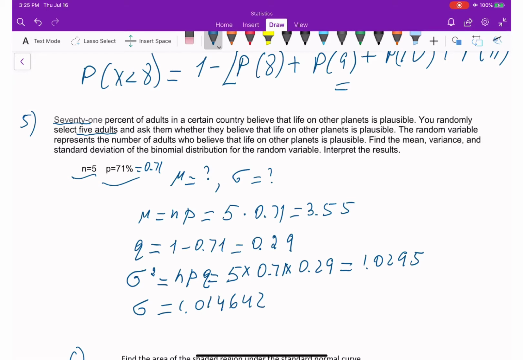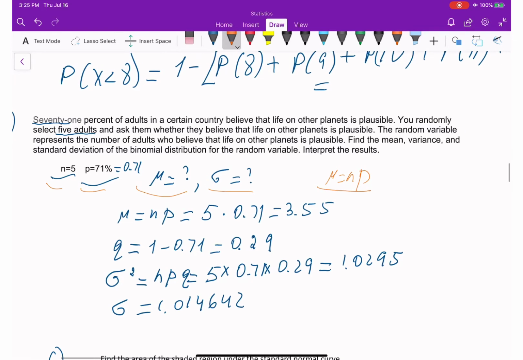So first thing, look at what you need to find. You need to find the average, you need to find sigma. And right away, write down the formula for the average. What's the formula for the average? Mu is equal to n times p. I'm looking, do I have n? Yes. Do I have p? Yes. Which means I'm done with mu. I can find mu easily.